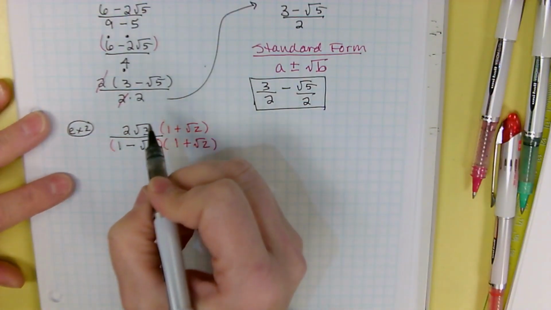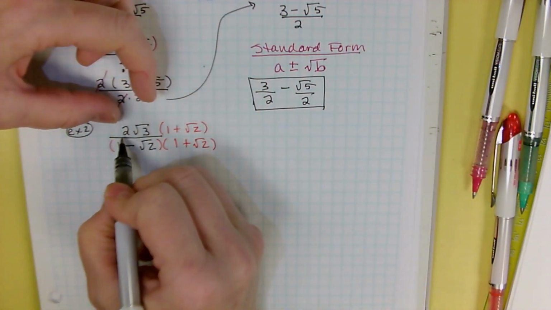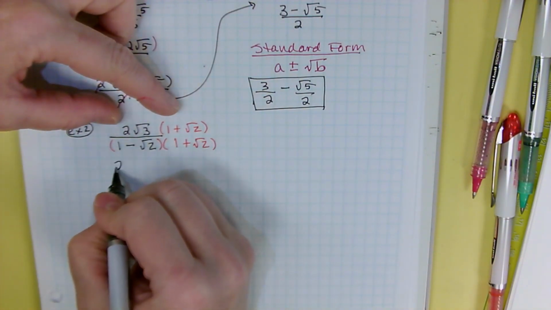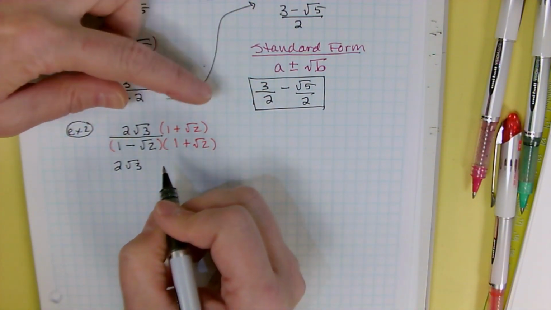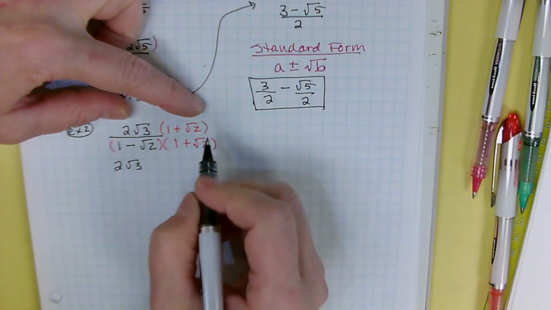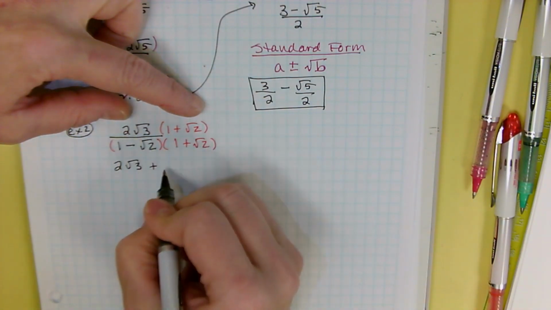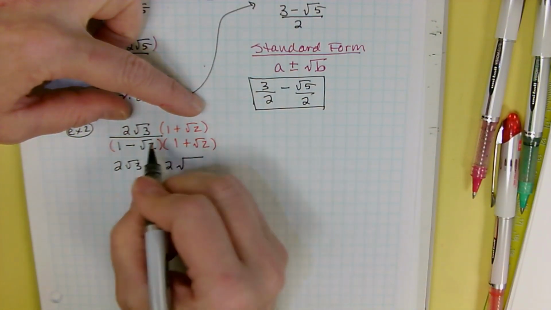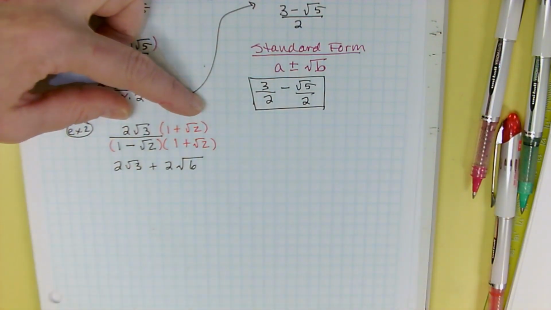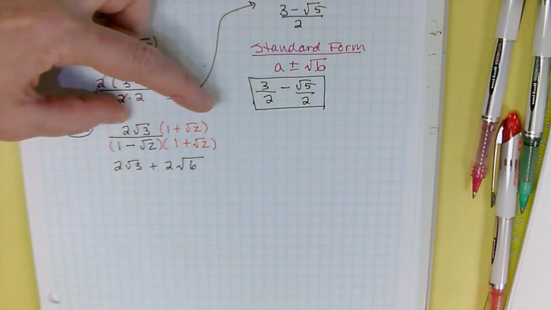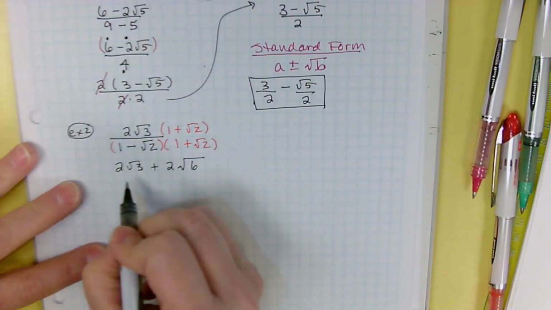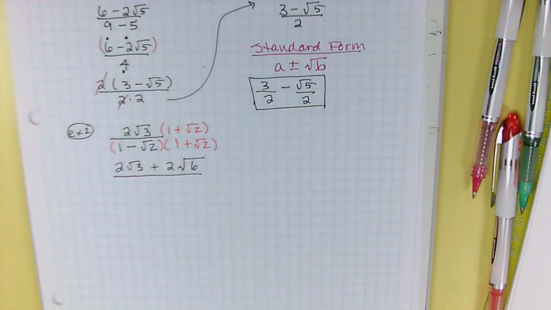All right, so on the top, I'm going to distribute the 2 radical 3. So 2 radical 3 times 1 is 2 radical 3. And now 2 radical 3 times radical 2. On the outside, 2 times 1 is 2. On the inside, 3 times 2 is 6. So outside, outside, inside, inside. Over. Now we're going to do the bottom.